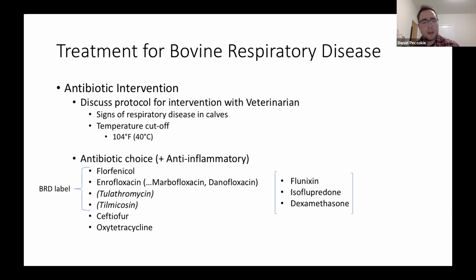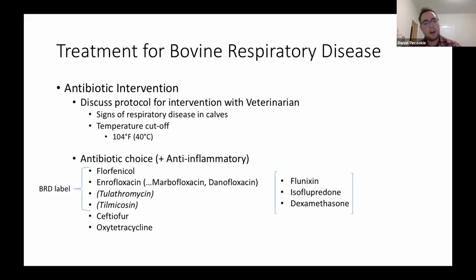So we covered some of the signs of respiratory disease in calves, and the temperature cutoffs. Certainly some guys would say 103.5 Fahrenheit. 104 is a fairly common cutoff for fever, and if that fever is associated with pneumonia, particularly with signs like a droopy head, cough, etc., then we'll have to move to our antibiotic choice. And commonly, florfenicol, enrofloxacin, or anything in that family of antibiotics are probably our two most common drugs for first line or second line pulls.